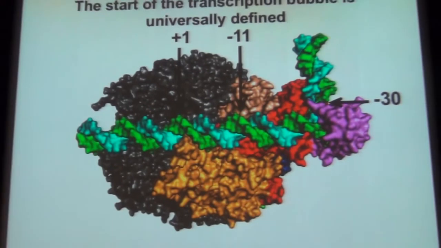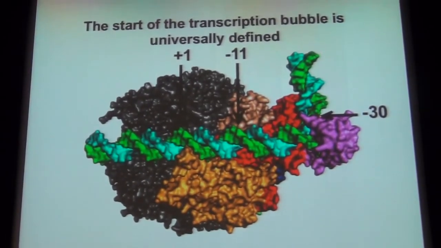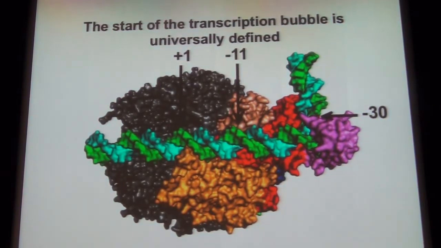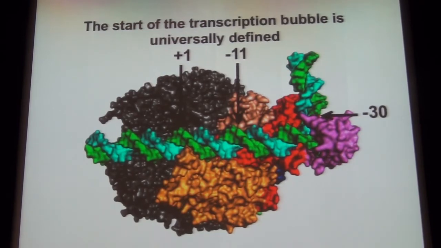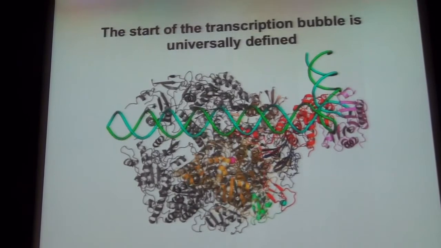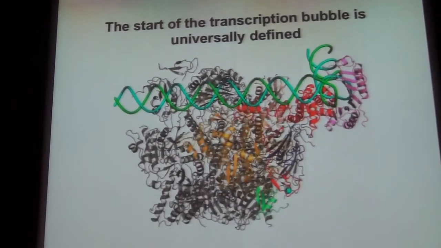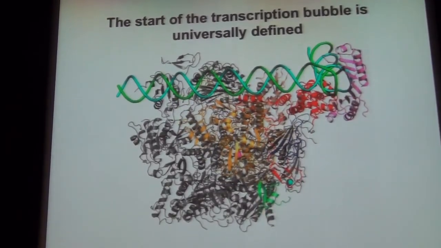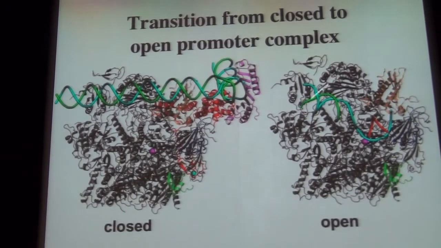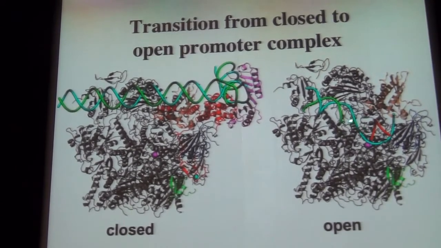Now, I will extend this exercise in modeling just one step further, and go from the closed complex to the open one in which transcription actually begins. In order to do that, I'll go back to a ribbon diagram, and I'll rotate it around by 90 degrees, and I do that for the purpose of comparison with the structure of the actively transcribing RNA polymerase that I showed you at the beginning. So here is that structure, and it only differs slightly in orientation.